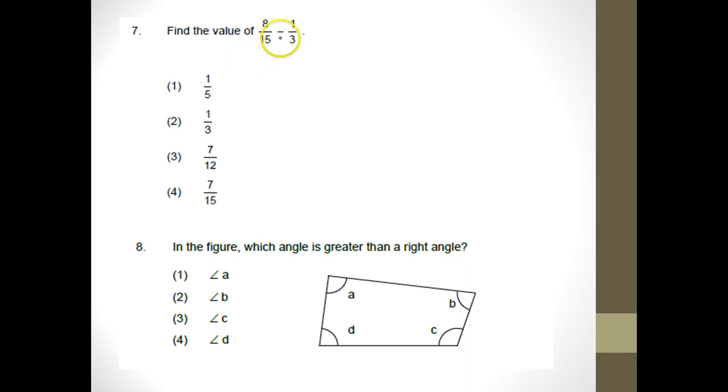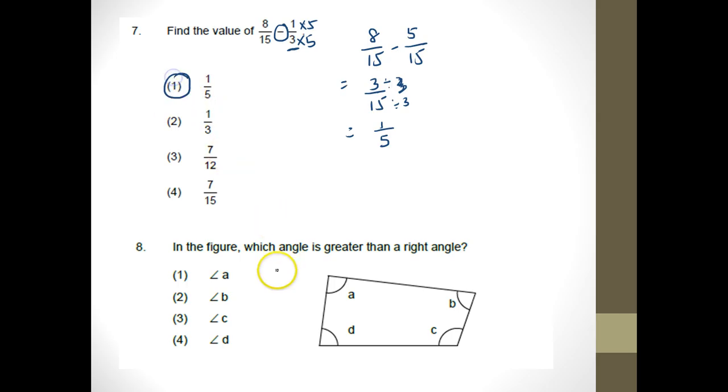Question 7. Find the value of 8/15 minus 1/3. Okay, because it's subtraction, I must also ensure that my denominator is the same. So I need to times 5 to get 5/15. So 8/15 minus 5/15 will be 3/15. I can simplify 3/15, so I divide by 3, it will be 1/5. So the answer is 1/5.